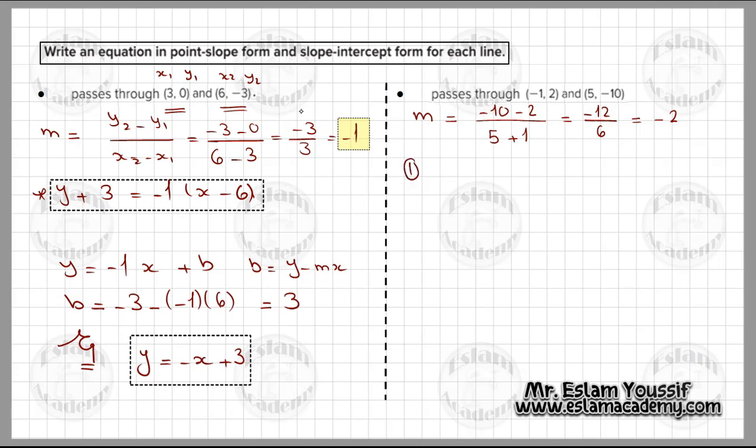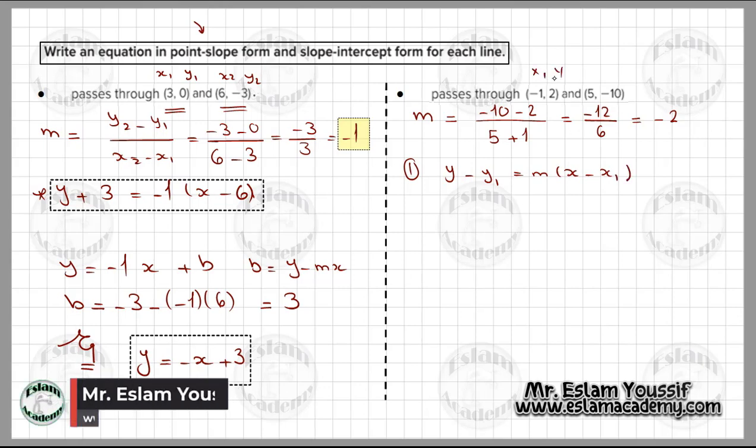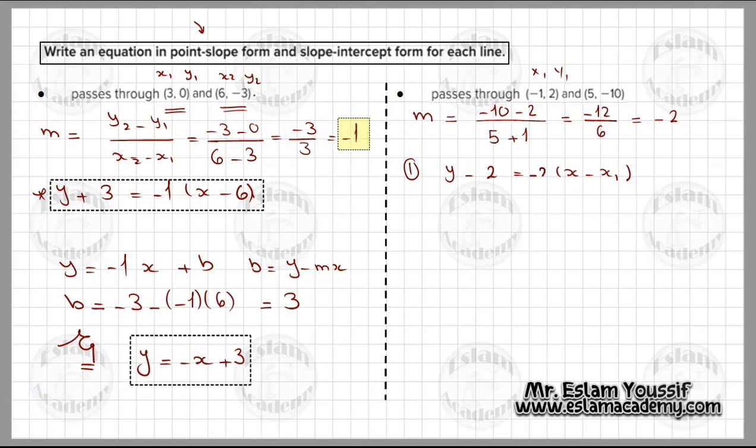Now the first form in our question is point slope form, which is y minus y1 equals m multiplied by x minus x1. As we said, we can choose one of the 2 points, so I will choose the first point for this question. y1 equals 2, so just replace it with 2. m is equal to negative 2, just put negative 2 outside. x1 equals negative 1, so minus negative 1 will be plus 1. And that will be the point slope form.